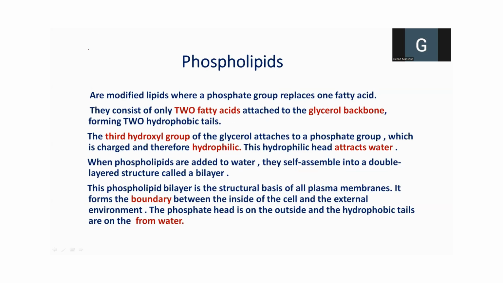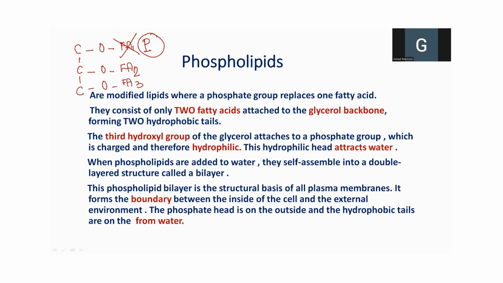Because actually we have the backbone of glycerol that consists of 3 carbon atoms, and attached to the carbon skeleton of glycerol, we have 3 ester bonds that are related to 3 fatty acids. Fatty acid 1, fatty acid 2, and fatty acid 3. If we remove one of the fatty acids and replace it by phosphoric acid, then we will have here a phosphate group, and the molecule will be a phospholipid.